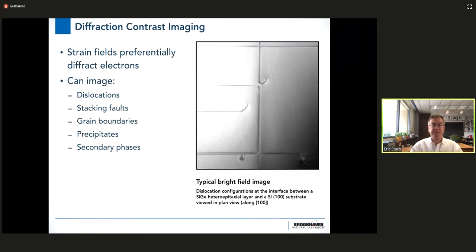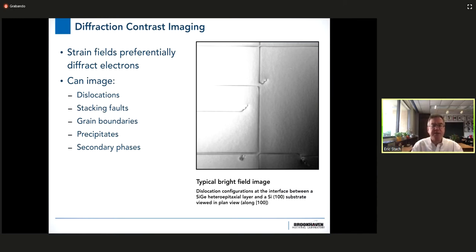So what do we see? Here's an example of a typical bright field image. In this case, we're transmitting our beam through a sample that has a bulk silicon crystal. By bulk, I mean a couple hundred nanometers, and then a thin silicon germanium layer on top of it. That silicon germanium layer is strained with respect to the silicon. And one of the ways that the strain is released is through the formation of a particular defect called a dislocation. Dislocations are important. They are the mechanism by which plastic deformation, bending of crystals, occurs.